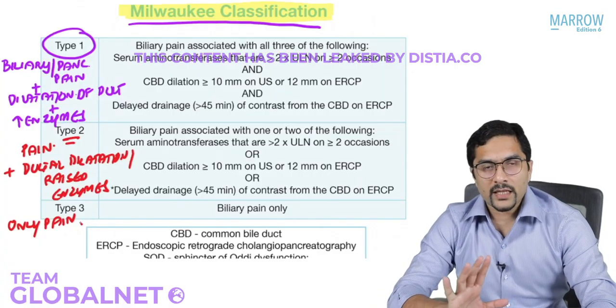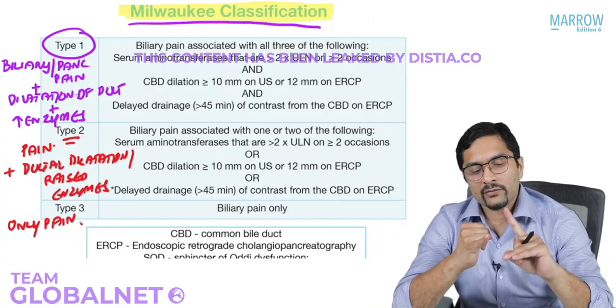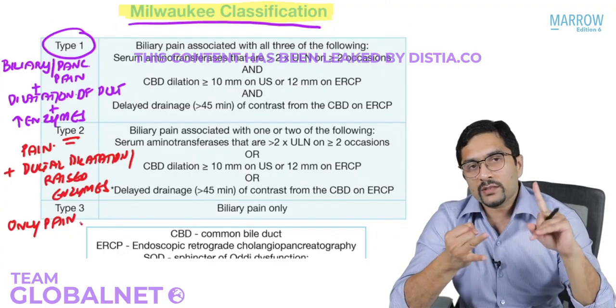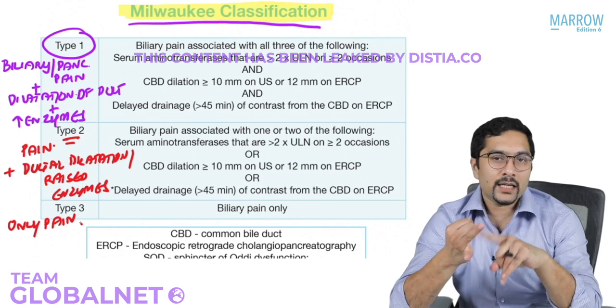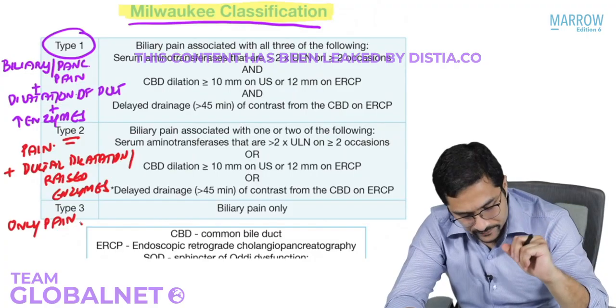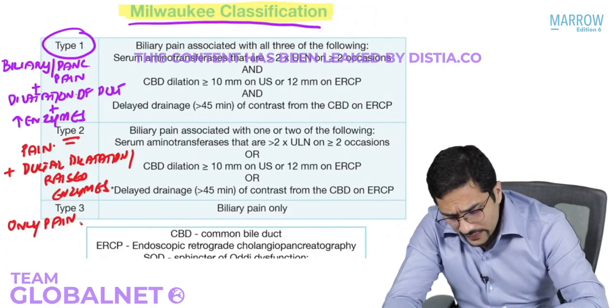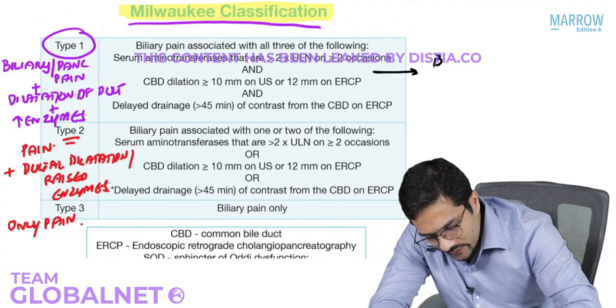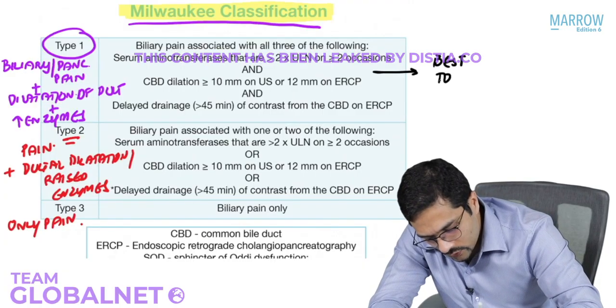The values have not been asked. So type 1 is when you have pain plus raised enzymes plus ductal dilatation. Type 2 is when you have pain plus either ductal dilatation or raised enzymes. And type 3 is only pain. That's all I want you to remember. And type 1 is the one which responds best to treatment.